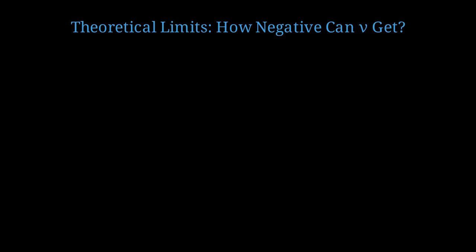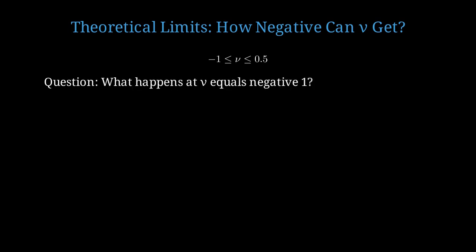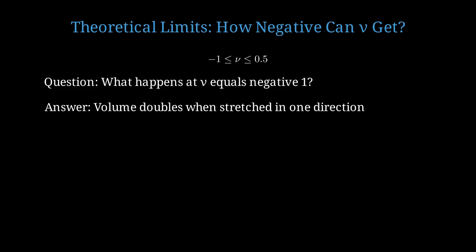Let's explore the theoretical limits. How negative can Poisson's ratio actually be? For isotropic materials in 3 dimensions, thermodynamic stability requires the Poisson's ratio be between -1 and +0.5. What happens at the extreme limit of nu equals -1? At nu equals -1, stretching by a factor in one direction causes equal expansion factors in both perpendicular directions, so volume scales as the cube of the linear expansion. This is the maximum auxetic behavior possible.